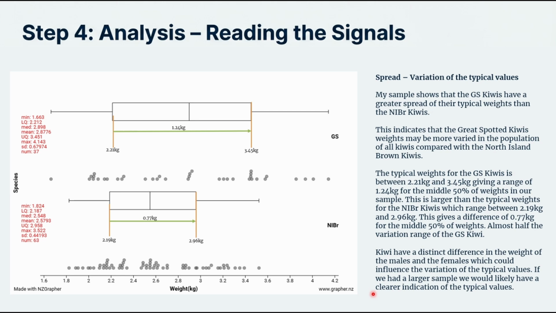After doing some research, I identified that kiwis have a distinct difference in weight of males and females, which could influence the variation of typical values. If we had a larger sample, we would likely have a clearer indication of the typical values and of the range for each of the species.